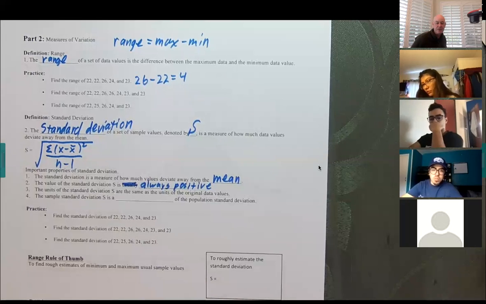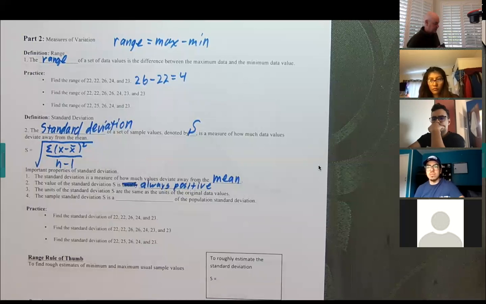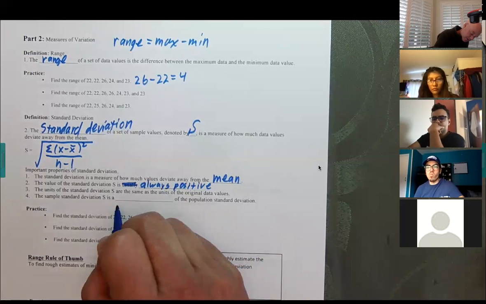The units on a standard deviation are the same as the original data value. So for example, if I'm wanting to find the standard deviation of the average heights in this class, if I'm measuring you in inches, that means that the mean will also be in inches and the standard deviation is also in inches. So they're all the same unit. And the last part is that this is a biased estimator.